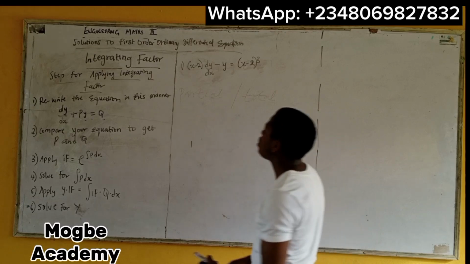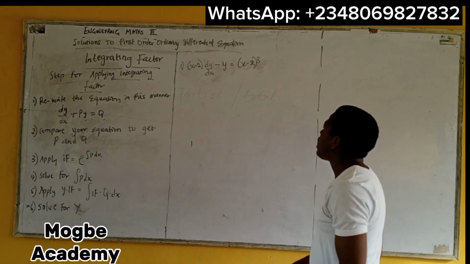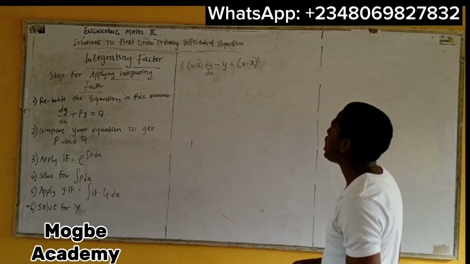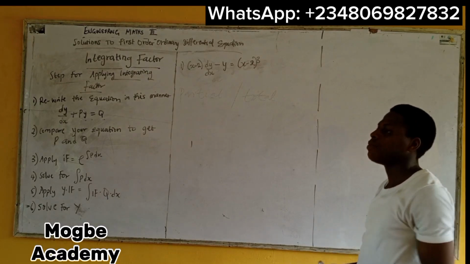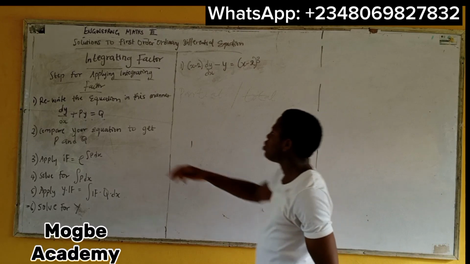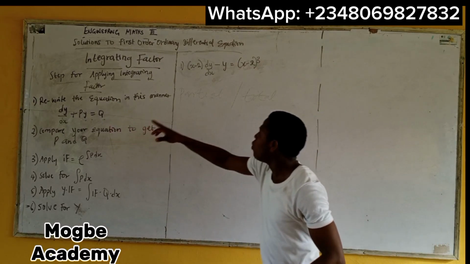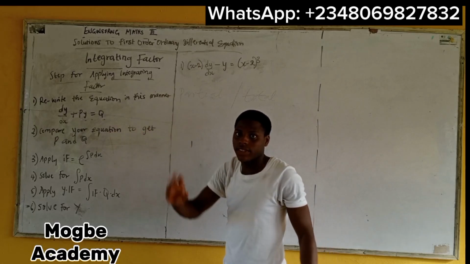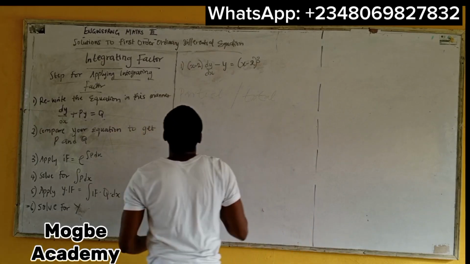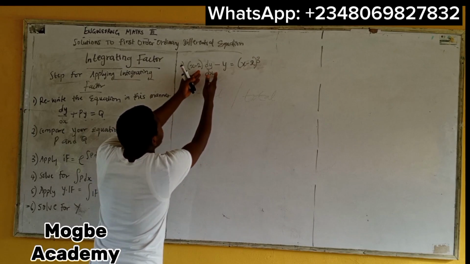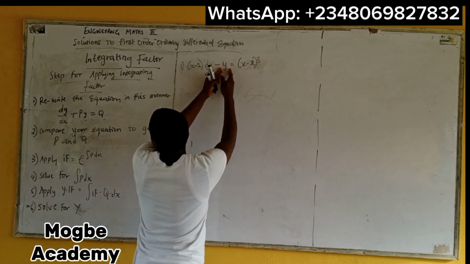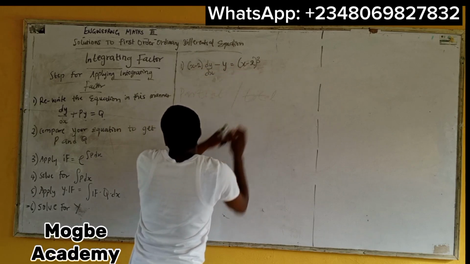Now let's take the first one, which is (x minus 2) dy over dx minus y equals (x minus 2) raised to the power of 3. The next thing is to rewrite your equation in this manner. So we are going to write this equation to look like this. That's the first thing we are supposed to do. We are making the y stand alone, and making this side to be your Q.